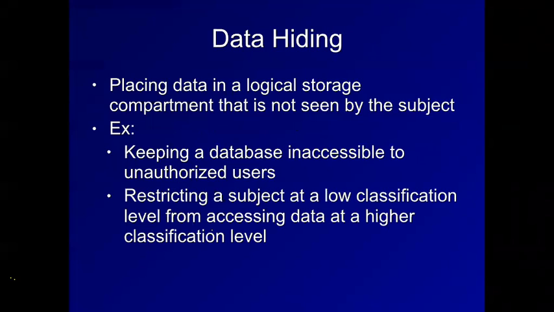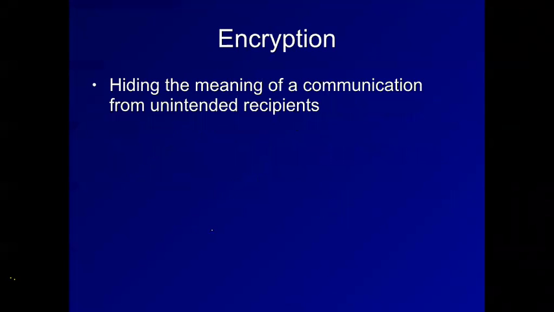Data hiding is creating a data container, which limits who's allowed to get at it. So the idea here is to prevent low privileged people from accessing data at a higher classification level. Encryption, of course, is scrambling data so nobody can read it unless they have the encryption key. This is a confidentiality routine, and it also helps integrity.